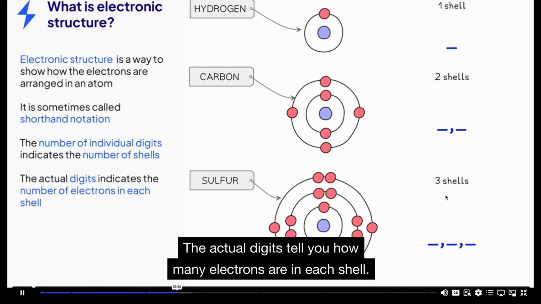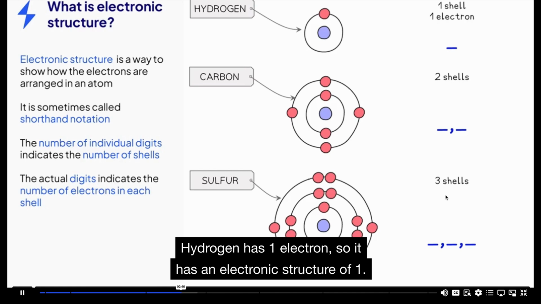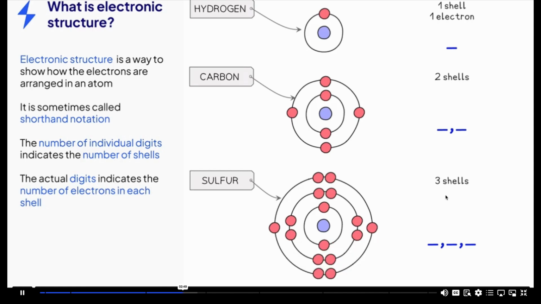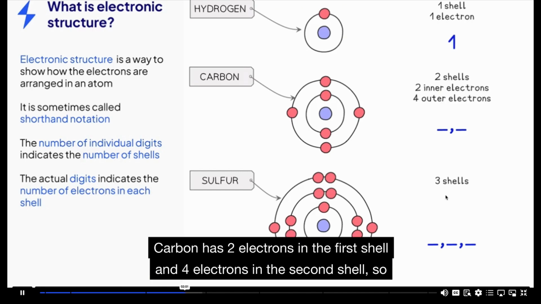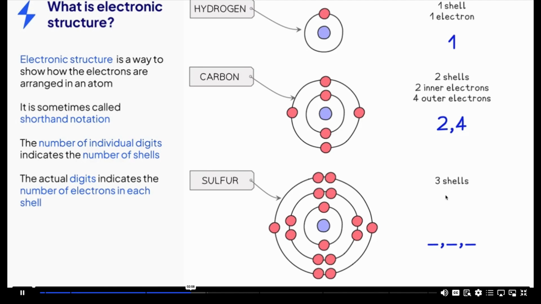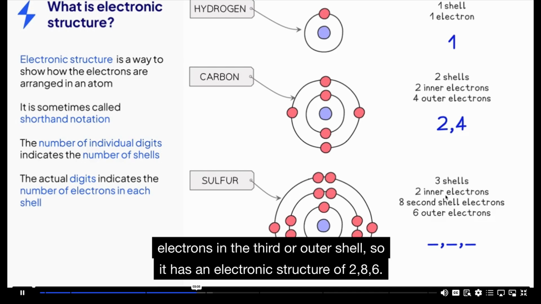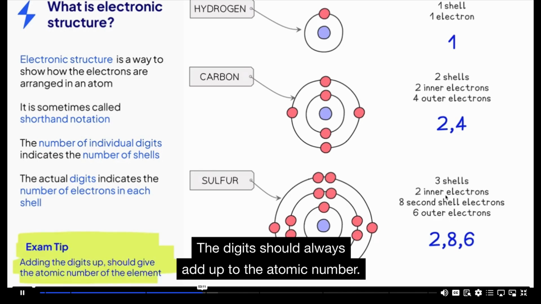The actual digits tell you how many electrons are in each shell. Hydrogen has 1 electron, so it has an electronic structure of 1. Carbon has 2 electrons in the first shell and 4 electrons in the second shell, so it has an electronic structure of 2,4. Sulfur has 2 electrons in the first shell, 8 electrons in the second shell, and 6 electrons in the third or outer shell, so it has an electronic structure of 2,8,6. The digits should always add up to the atomic number.